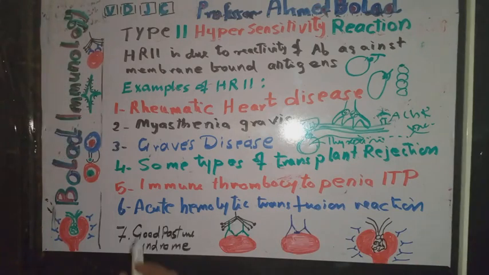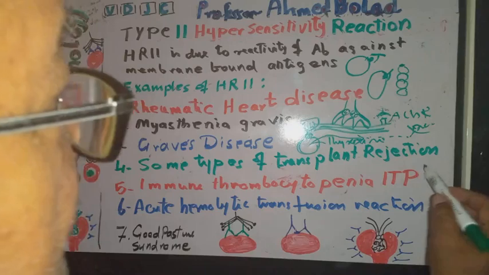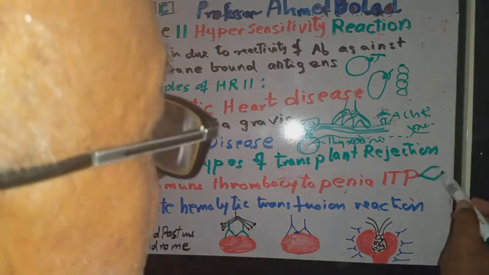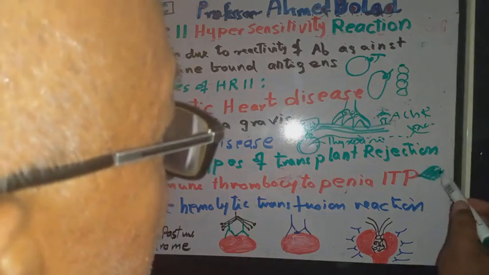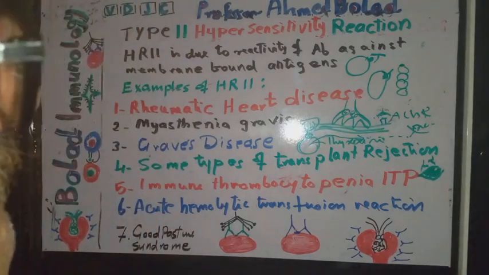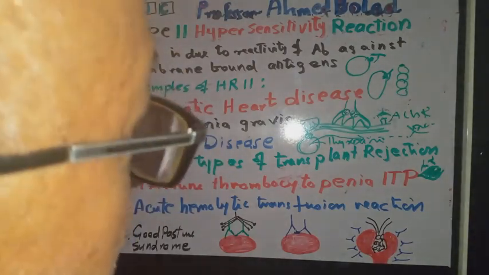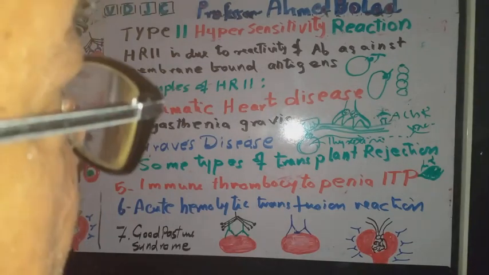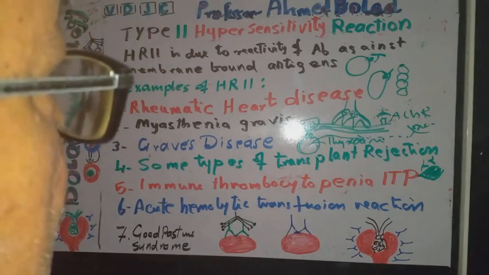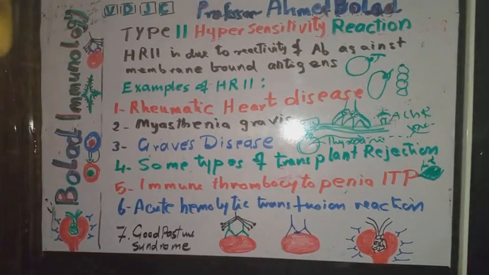Another example of hypersensitivity reaction type 2 is immune thrombocytopenia, where antibodies are raised against the platelets, for example, following viral infection or following vaccination with MMR, or in some autoimmune disorders, for example, SLE and rheumatoid arthritis.